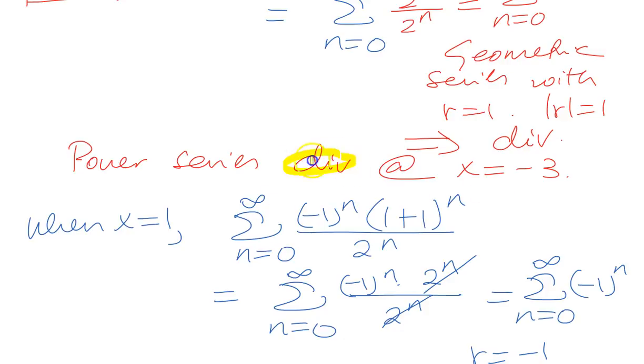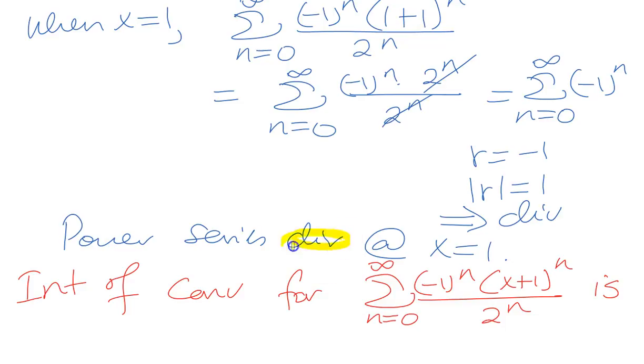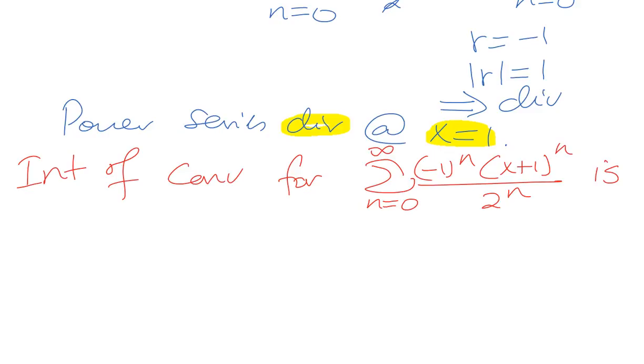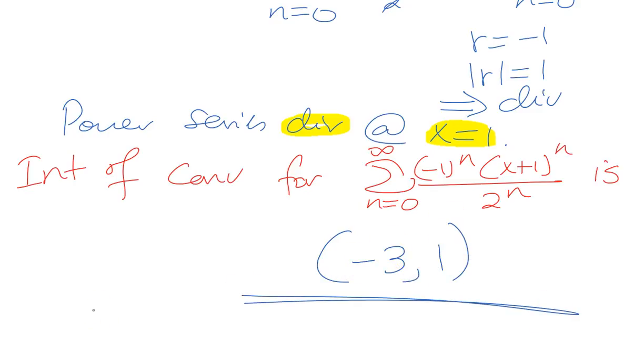So the power series diverges at x equals negative 3 and the power series diverges at x equals 1. That means the endpoints are not included in the interval of convergence. So it's strictly going to be the open interval negative 3, comma 1. Open parentheses. Alright, it's convergent for all values of x between negative 3 and 1. The endpoints are not included. We checked the endpoints. The power series diverged at both of these endpoints.